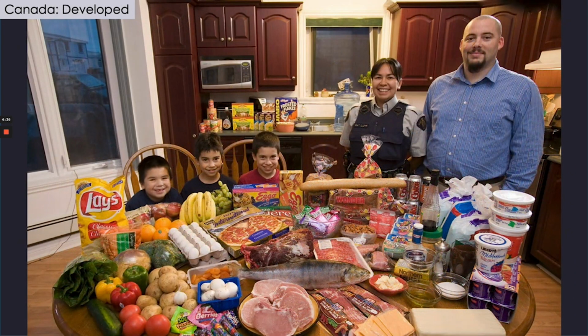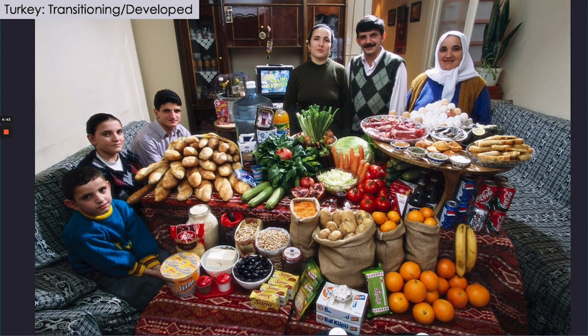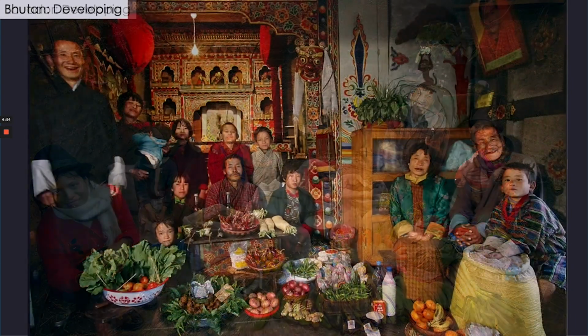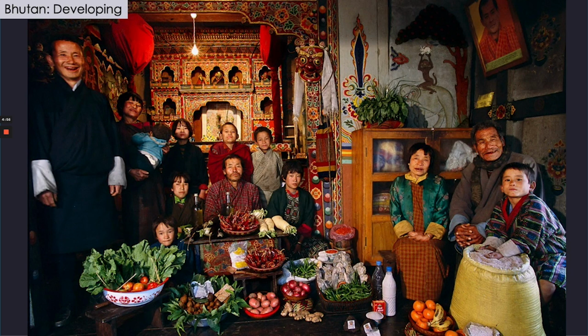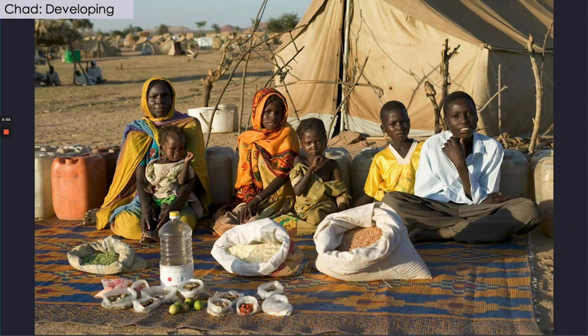Next, we have Canada, which is also a developed country. This is also a week's worth of food for this family. And Turkey, which is considered somewhere between a transitioning and developed country. This is a week's worth of food for this family. This is Ecuador. They are considered a developing country. Bhutan, developing. Also, this is the food for this entire family for a week. And then we have Chad, which is a developing country, and you can see this is the food that this family would purchase for their entire week.